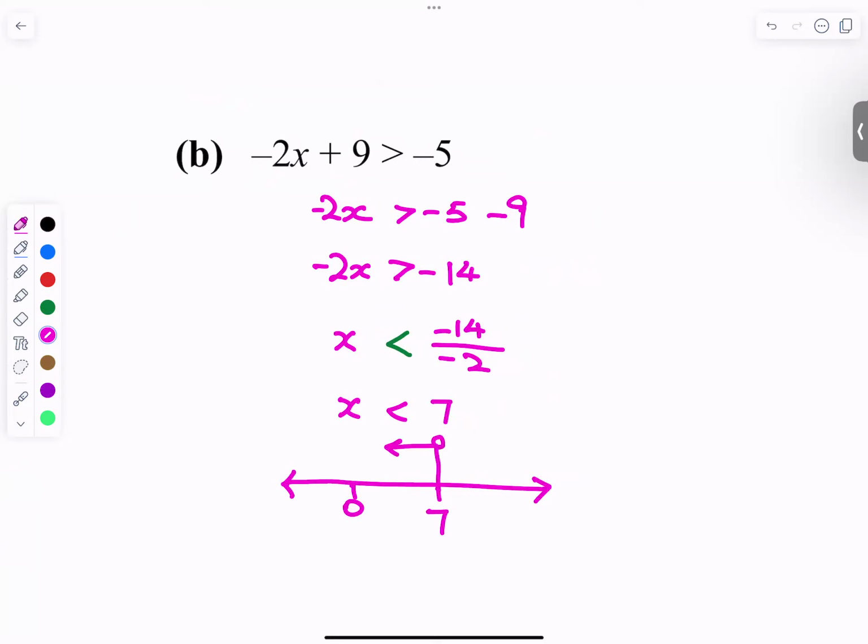Less, so to the left. Do I need to blacken? Nope, no need to blacken because there's no equal sign. Continue.